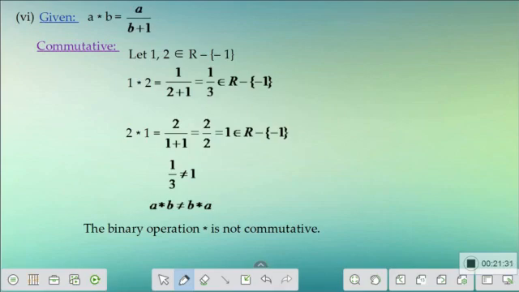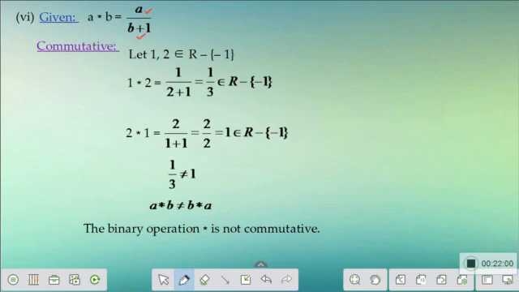It will be easy for us because we have the operations as fractions here. If it is in the form of a number, it will be easy for us to compare it and then conclude it. Now let me take two elements 1 and 2 in the set R minus of minus 1. Now as per the definition, we have A star B is A by B plus 1. That is, the first element is in the numerator and for the second element 1 is added and that is placed in the denominator. So with this definition, let's proceed for 1 star 2.